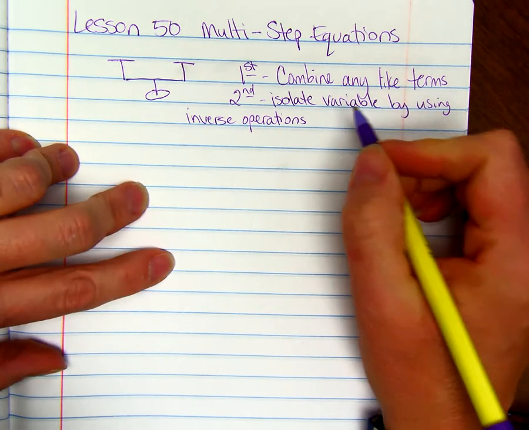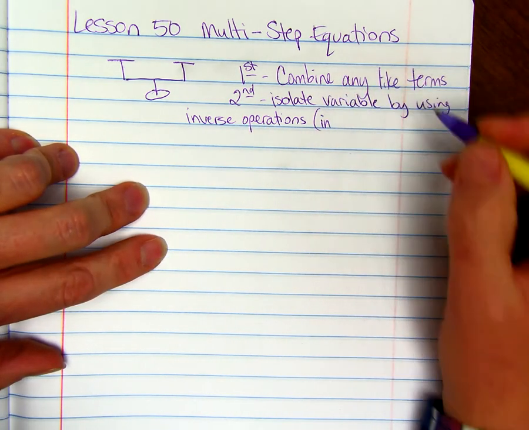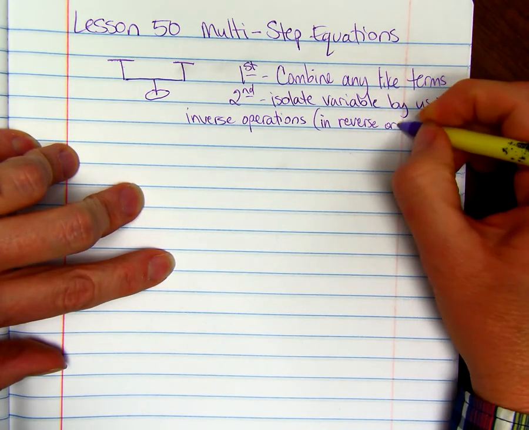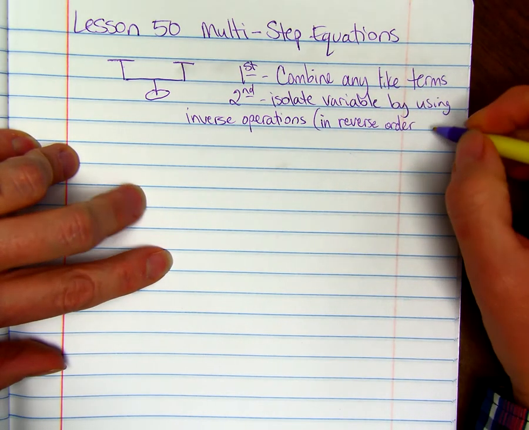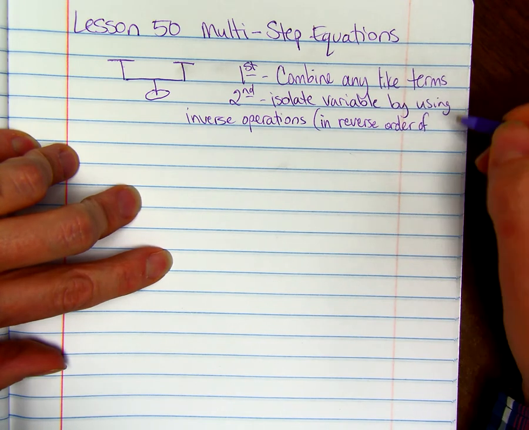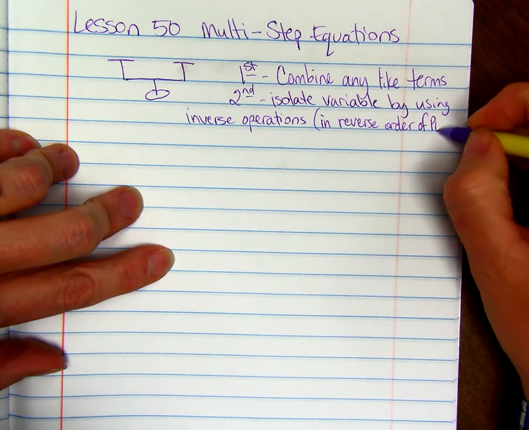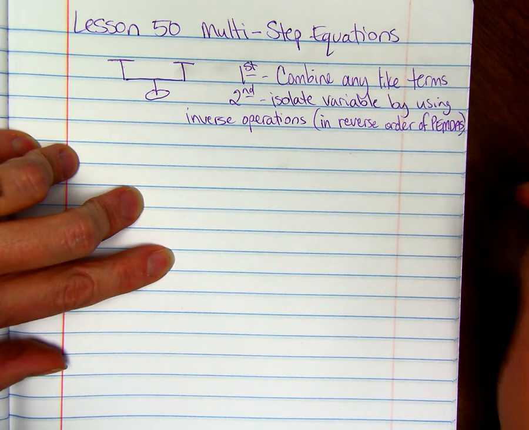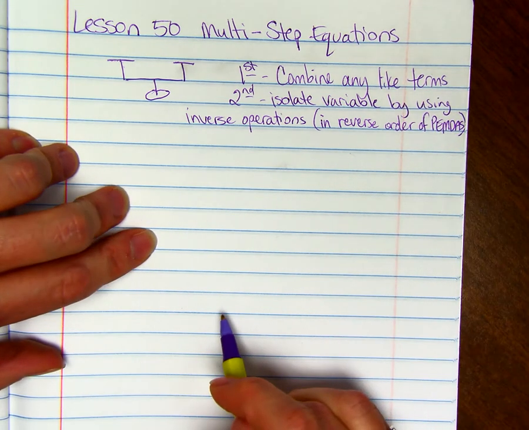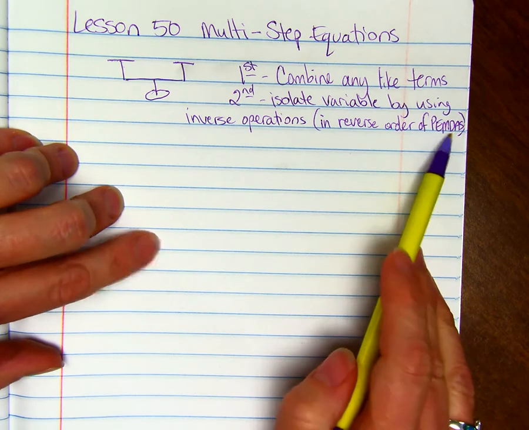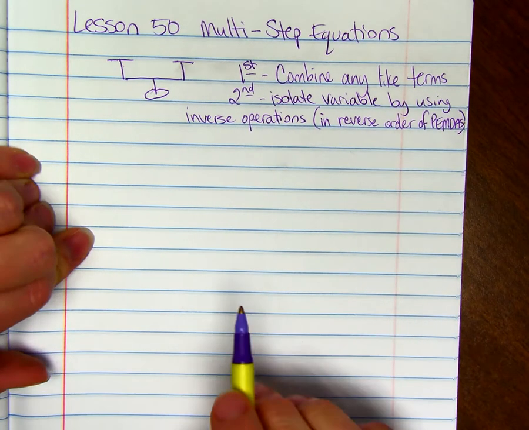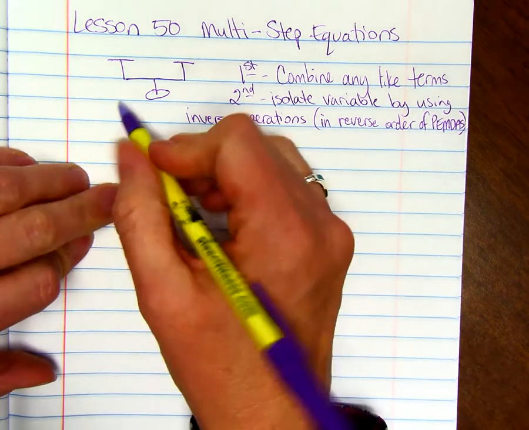And you're going to do those inverse operations in the reverse order of the Please Excuse My Dear Aunt Sally, or PEMDAS. So we want to reverse addition and subtraction first, then we'll reverse the multiplication and division, then we'll reverse our exponents, and then we'll reverse our parentheses.